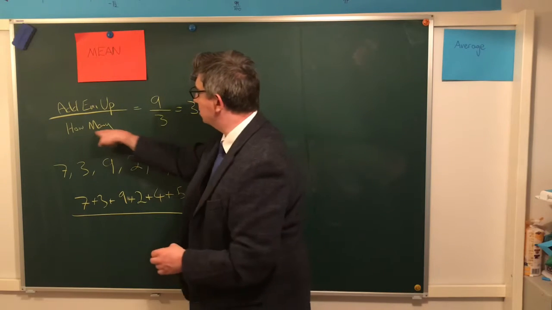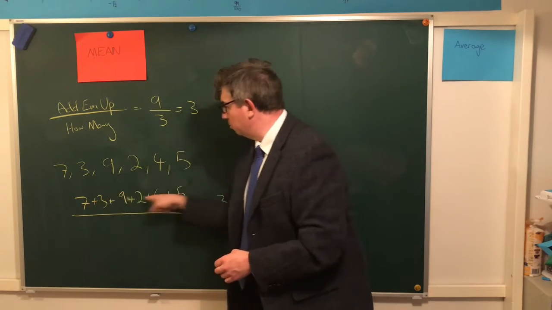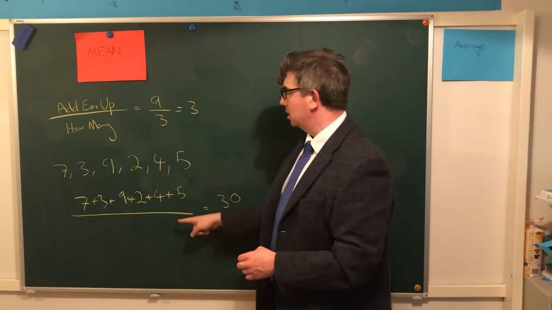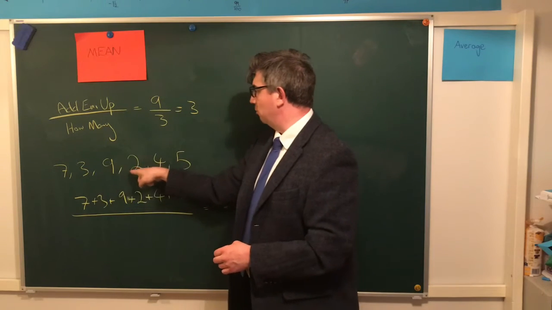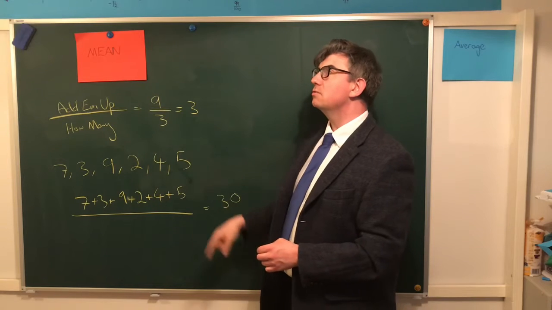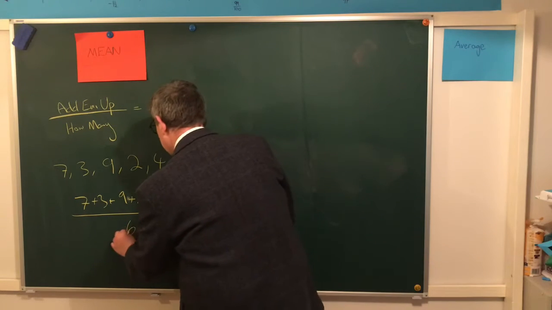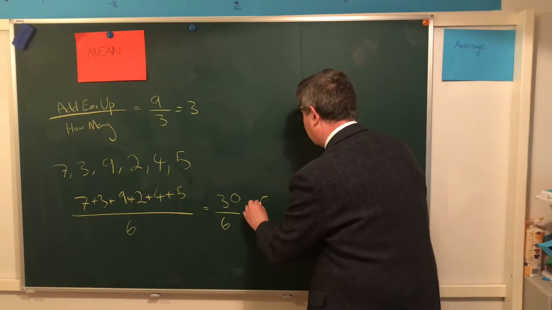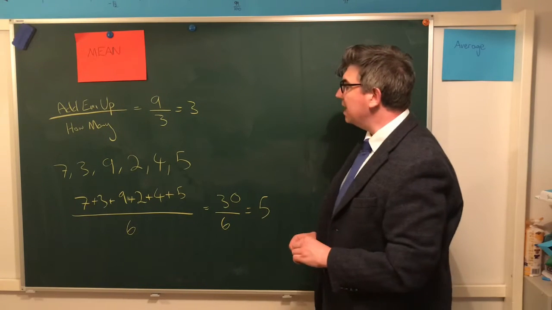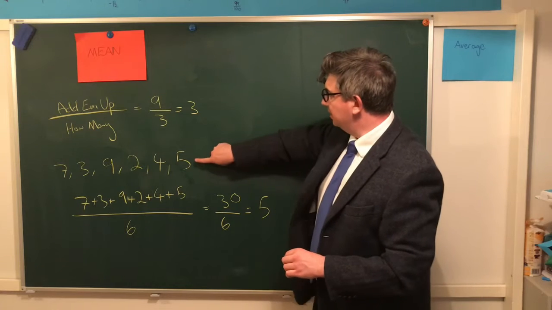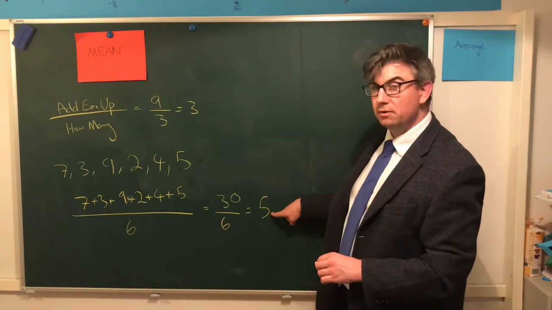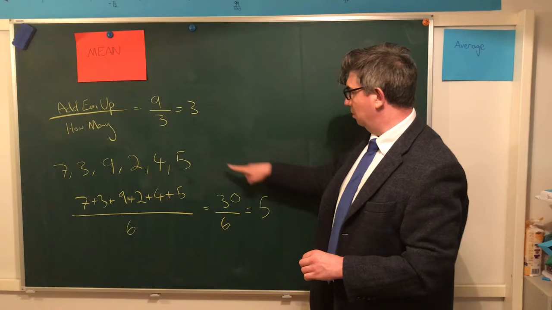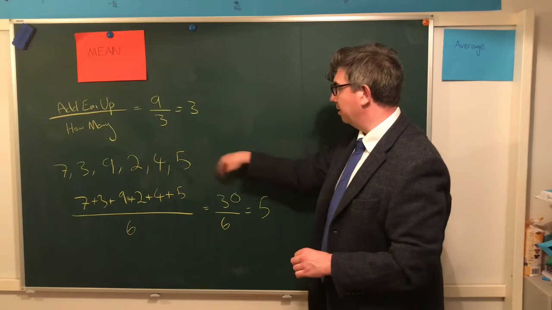And how many terms do I have? So if I add them up, I have to divide it by how many? So I had 1, 2, 3, 4, 5, 6. So I'm going to divide that by 6. So 30 divided by 6, which is equal to 5. So the mean of this data is 5.